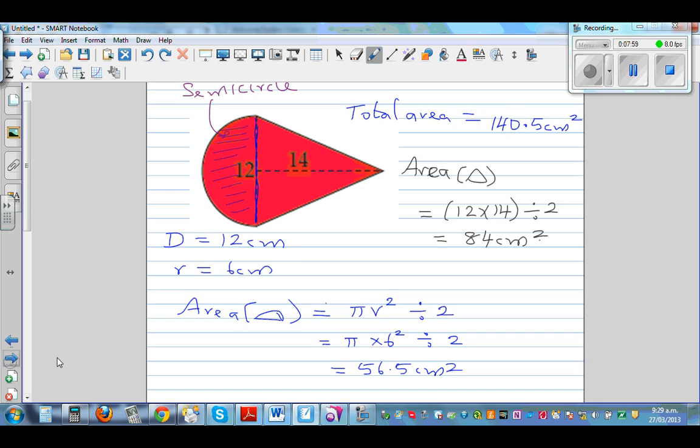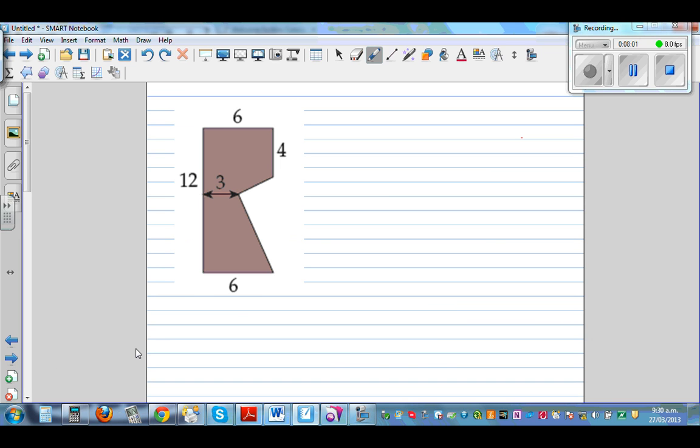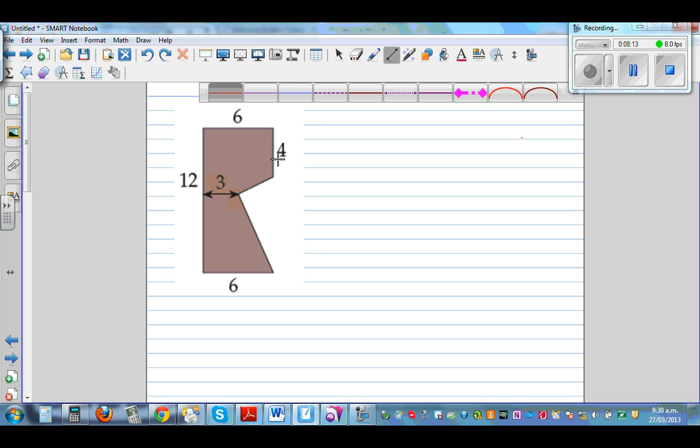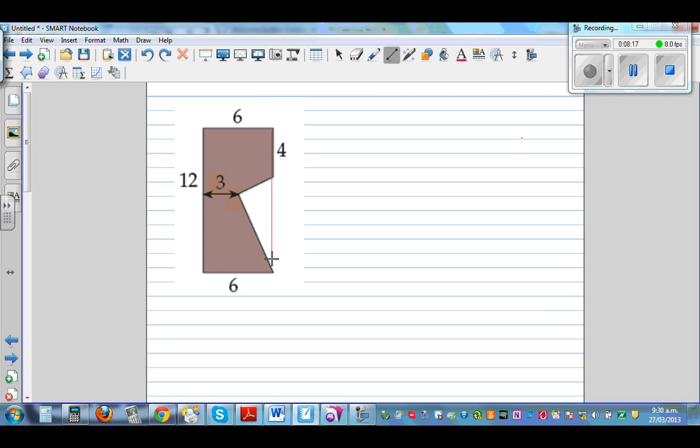Okay, and the next question, I think this is the last question. This is a very complicated shape. You can split this into two trapeziums, but then you will have a problem with the trapezium. So I'm going to drop this down. Let us drop this down and see what happens.